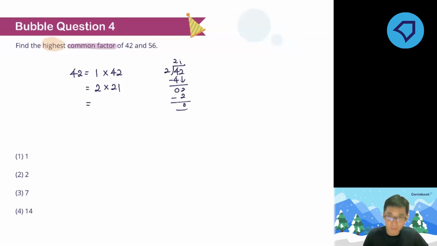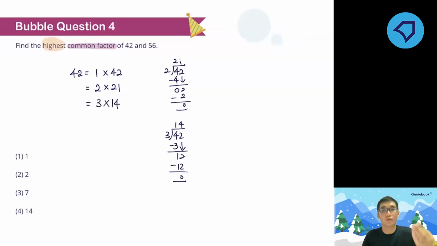How about 3? What do you think? Is 3 a factor of 42? Oh, Alderson, you sure it's no? 42, can it be divided by 3? Yes, thank you. So if you do your division once again, 42 divided by 3, 14 is the quotient. So 3 multiplied by 14 would give me 42. So 3 and 14 are both factors of 42.